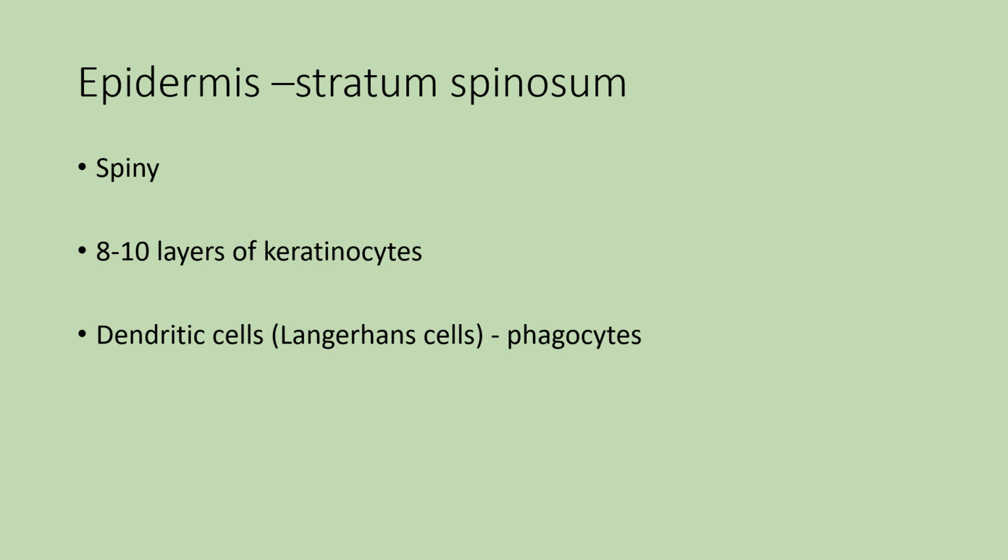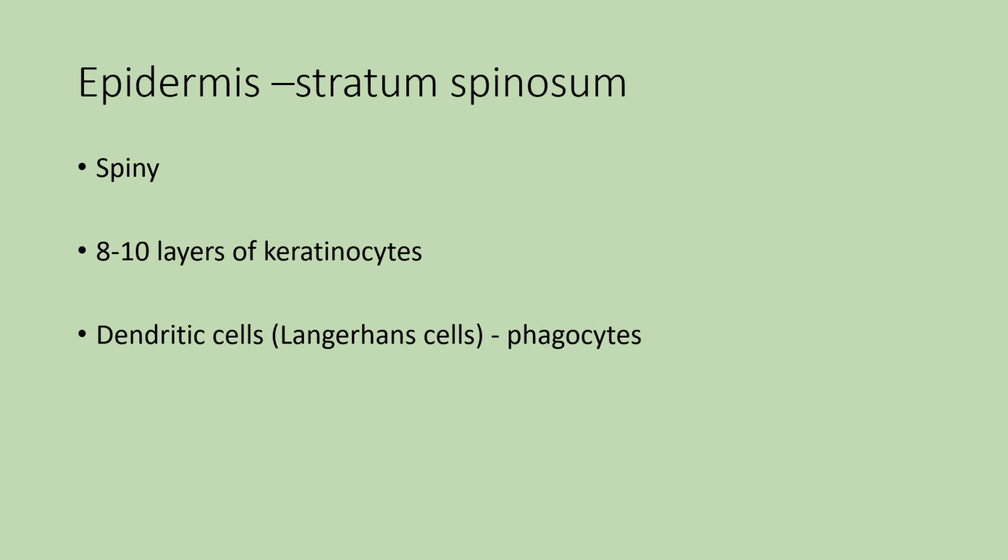The stratum spinosum is the second layer. It's often characterized as looking kind of spiny when you look at it under the microscope. The cells have this characteristic look to them. It's about 8 to 10 layers of the keratinocytes. You do have dendritic cells embedded in here. Dendritic cells are also known as Langerhans cells, and these are capable of carrying out phagocytosis.